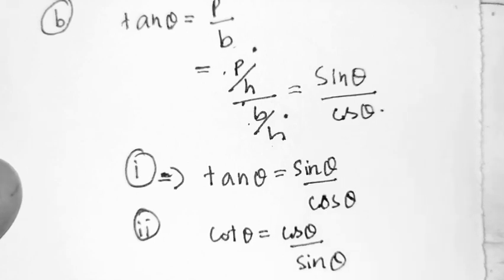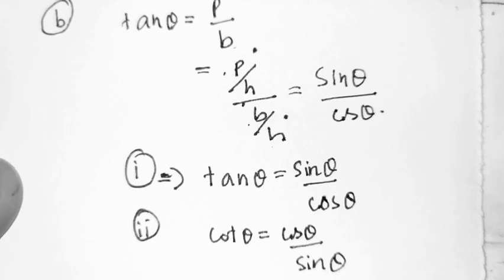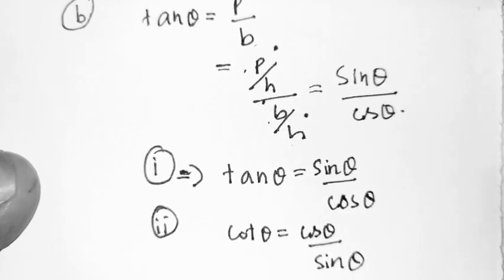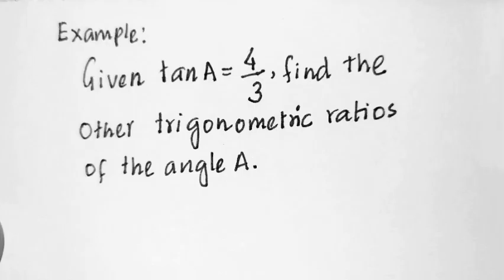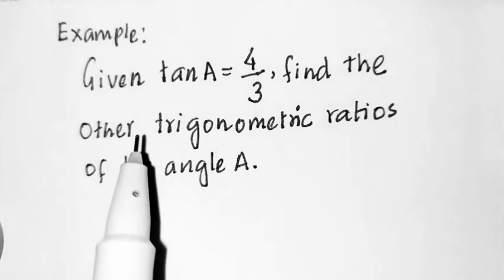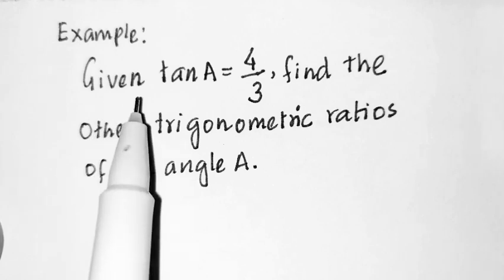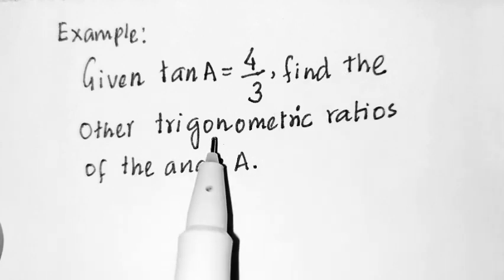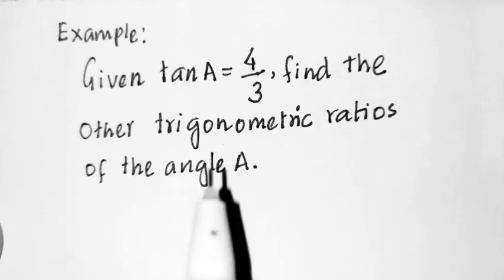These are the basic things that you have to memorize, or remember, if you really want to learn more about trigonometry. So before going to the next topic, I'm going to solve one problem here. Now if I look at this example, the example says: given tan A equal to 4 by 3, find the other trigonometric ratios of angle A.